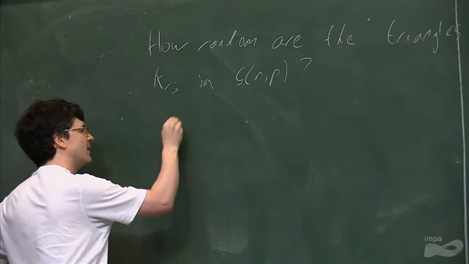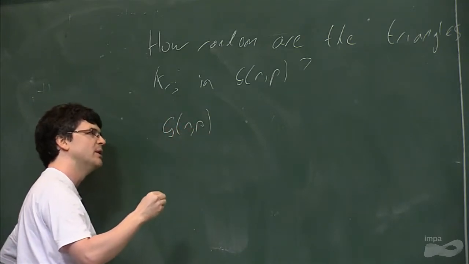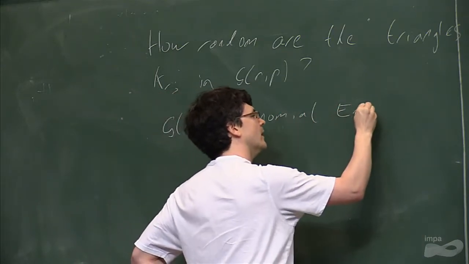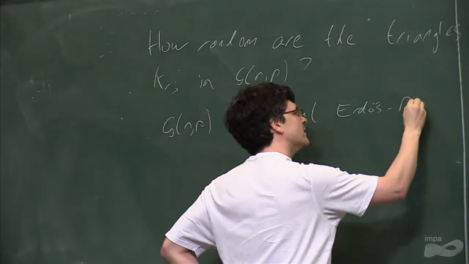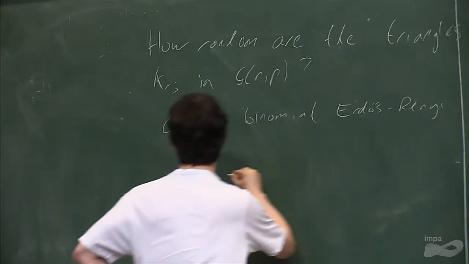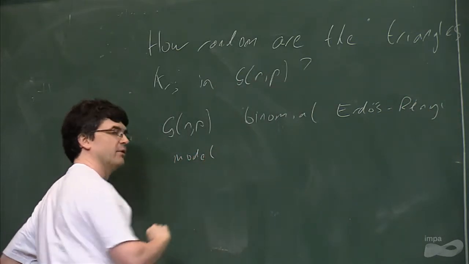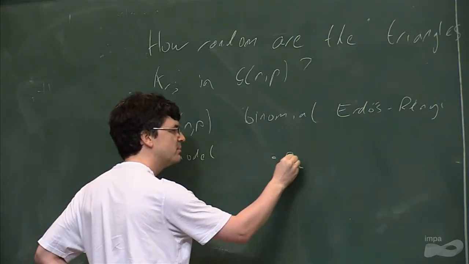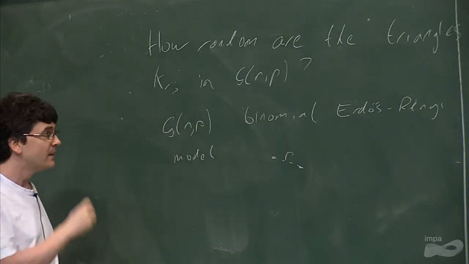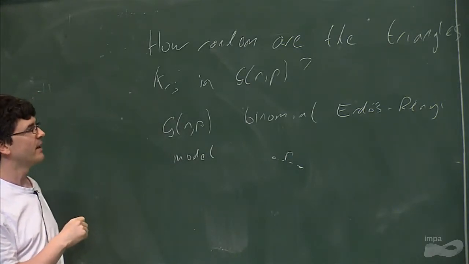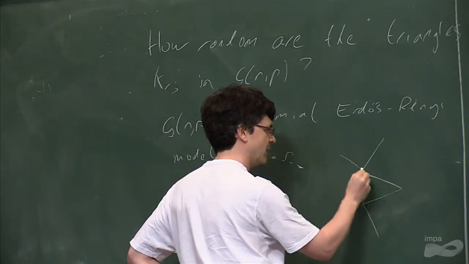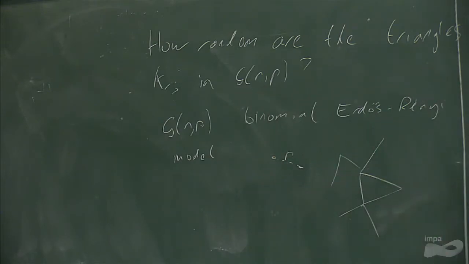So G(n,p), I think if you're here, you know what it is, but let me say it very briefly. That's the classical binomial random graph model, essentially introduced by Erdős and Rényi, where we have a fixed set of n vertices, and each possible edge is just there with probability p independently of the others. Okay, so you take this random graph, then you can look at various subgraphs of it. So for example, you can say, where are the triangles? Okay, here's one.